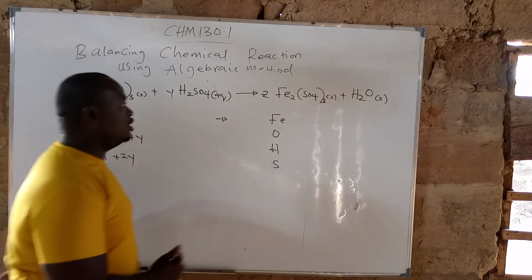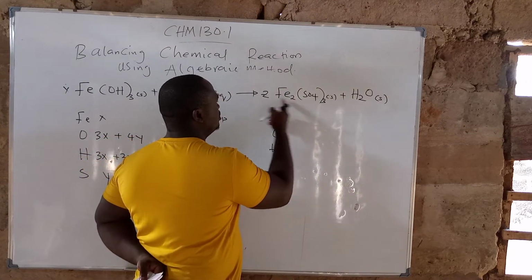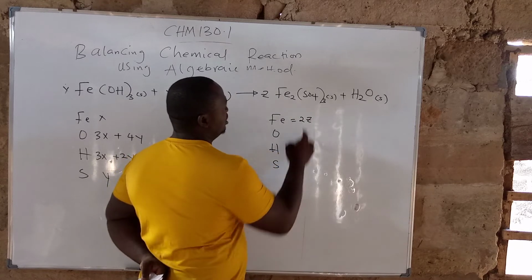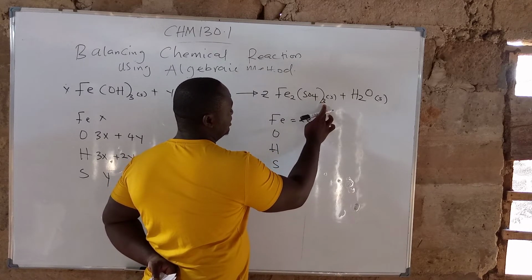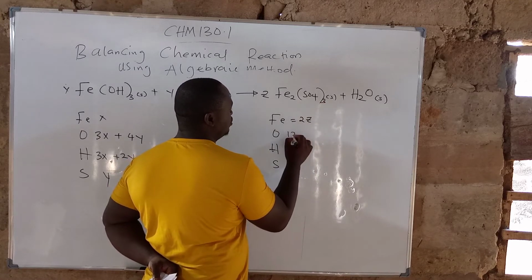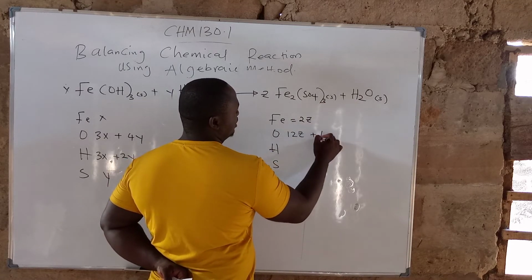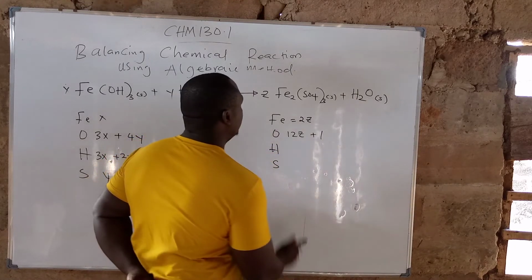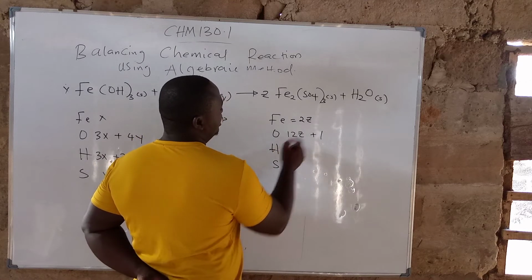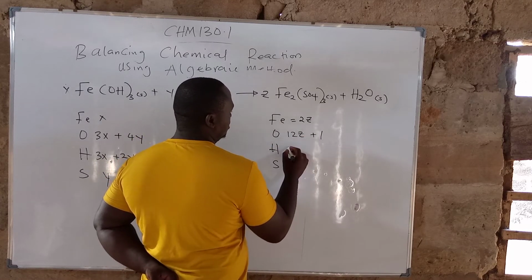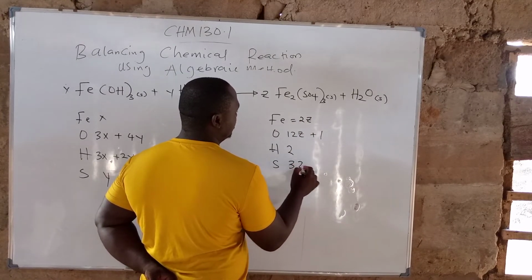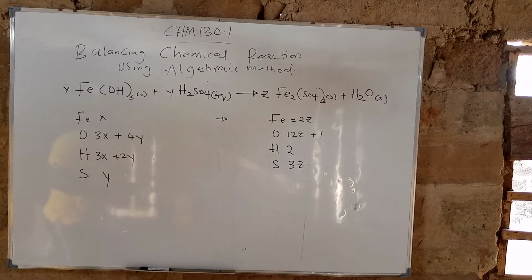We come to the product side, we have 2 iron. 2 times Z should give you 2Z. We don't have any iron again here. The next thing is oxygen. 4 times 3, 12 times Z, that will give you 12Z plus 1, because there is no variable as the coefficient of that water there. The next thing is hydrogen. We only have 2 hydrogen here, 2. And then your sulfur is 3, plus this will give you 3Z, right? Good. So we have arranged it this way.